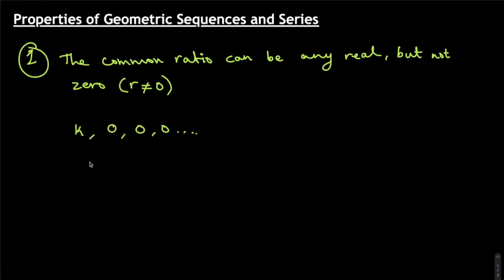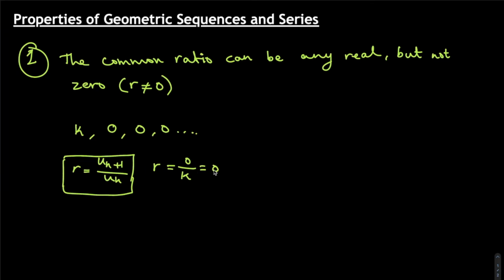But if we use the definition of the common ratio, suppose we say u(n+1) upon u(n), the (n+1)th term over the nth term, that's the definition of the common ratio. So if we use this definition, and take the second term upon the first term, what do we get? 0 upon some constant number. Obviously, 0 upon some constant number is 0, so that's completely fine.